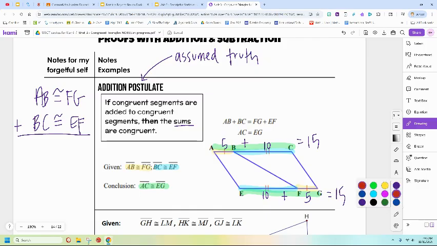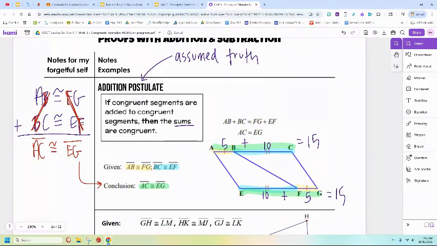Notice how there is a B here and a B here. I'm going to cross those out, and look what I'm left with: segment AC. In the next one, here is an F, here is an F. I'm going to cross those out, and I'm left with segment EG. Notice how that matches our conclusion right here. That could help you with that process if you're struggling to visualize it.